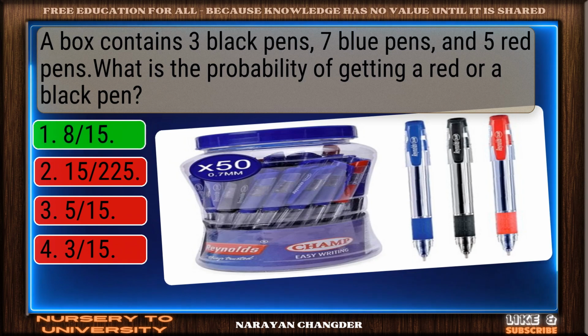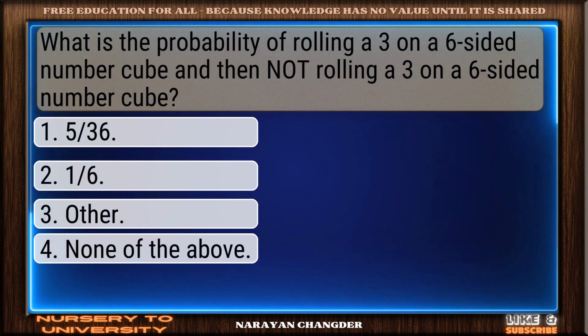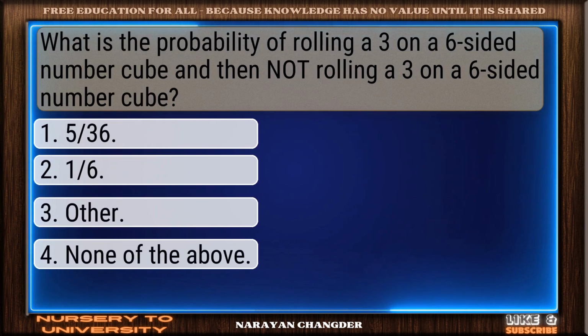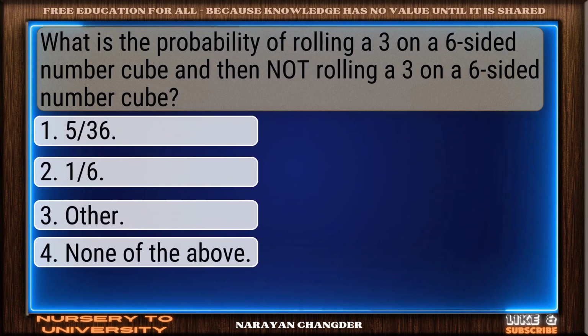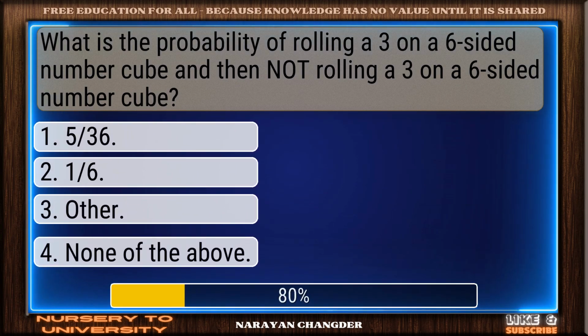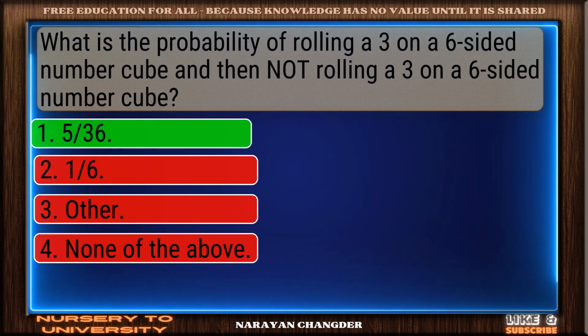Well reasoned. 8/15 is correct. What is the probability of rolling a 3 on a 6-sided number cube and then not rolling a 3 on a 6-sided number cube? Well done. 5/36 is right.